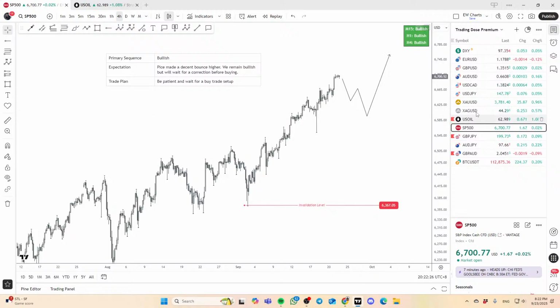Cool, right? So I think pretty straightforward. In terms of gold, silver, S&P, basically look for buy, but you don't buy in now because we're at the very top.